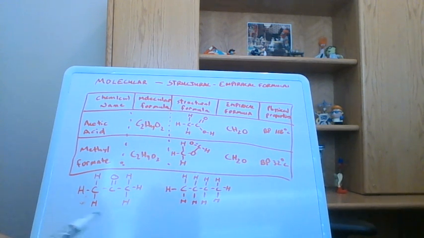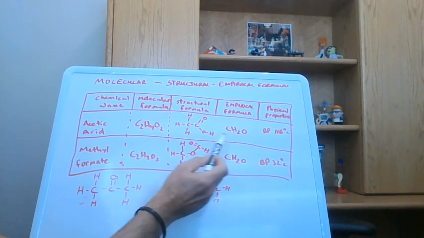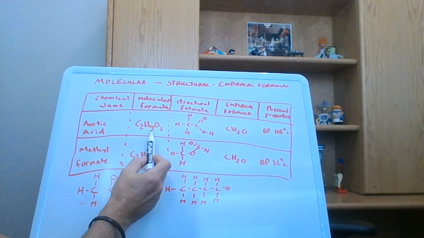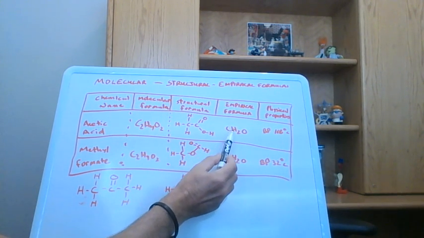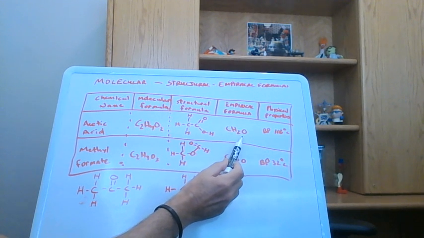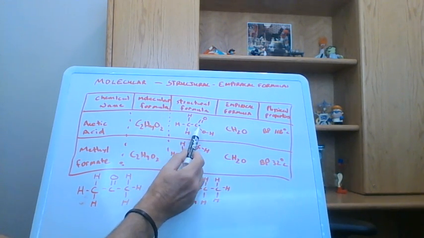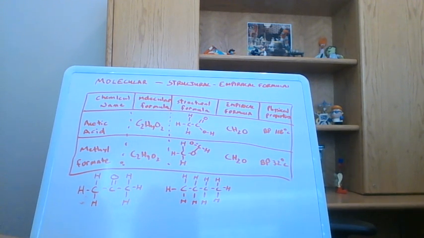One thing we haven't talked about before is an empirical formula, which is the smallest ratio of the elements within the molecule. So we have 2 carbon, 4 hydrogen, 2 oxygen. All of those are divisible by 2. So we're saying for every 1 carbon, there's 2 hydrogen and 1 oxygen. And we can see that here for this carbon, there's 2 hydrogen, carbon, 2 hydrogen, and 2 oxygen. So it's the smallest ratio that those elements occur in that molecule.